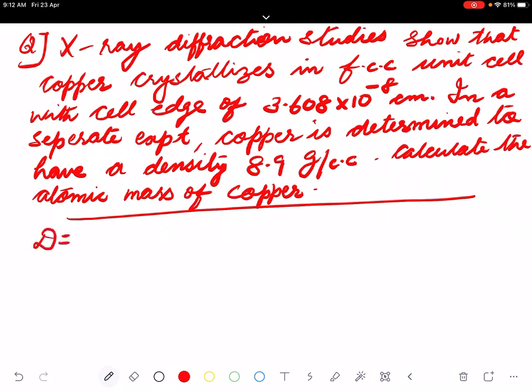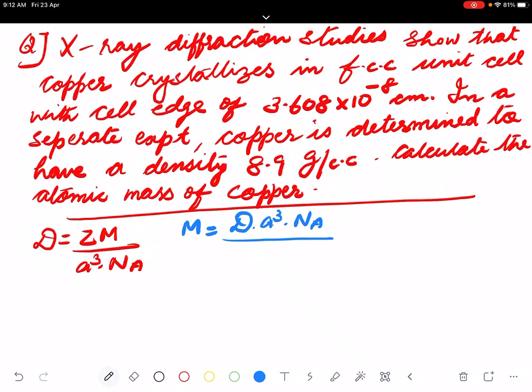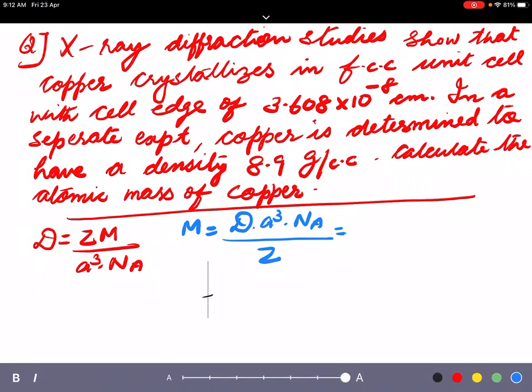Now, density D is equal to Z M upon a cube Na. What can we find out? We can find out the molar mass, and by changing the unit, it will give you the atomic mass of copper. So molar mass is equal to D a cube Na divided by Z.